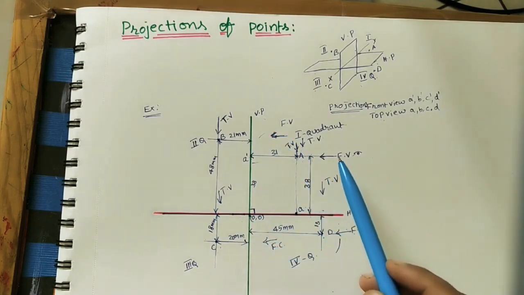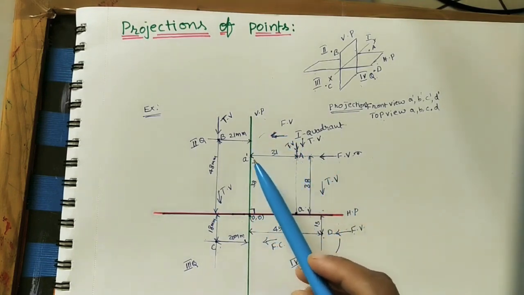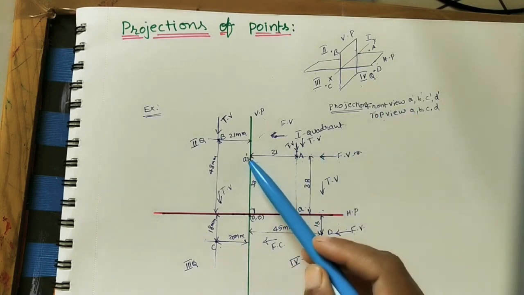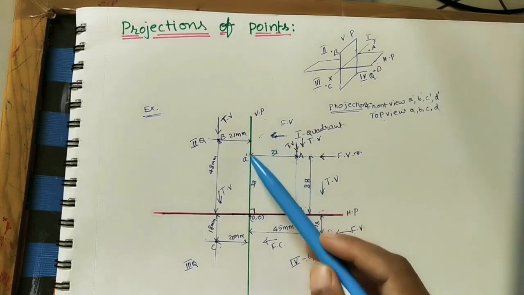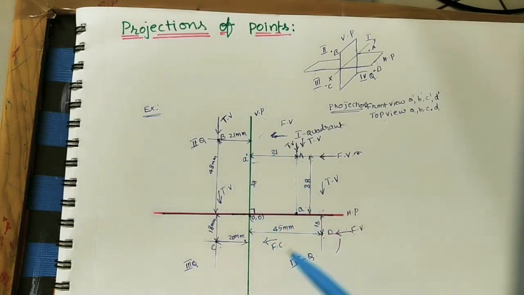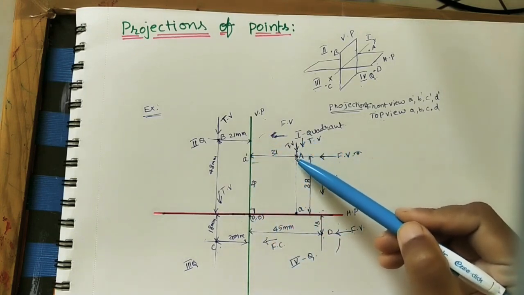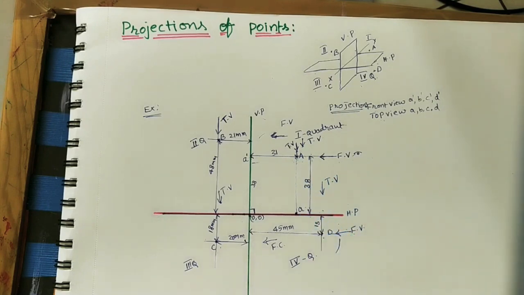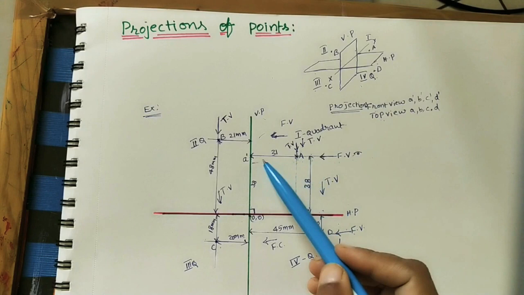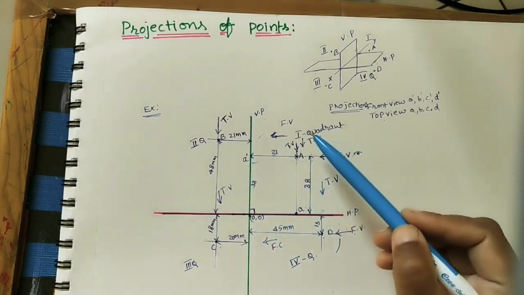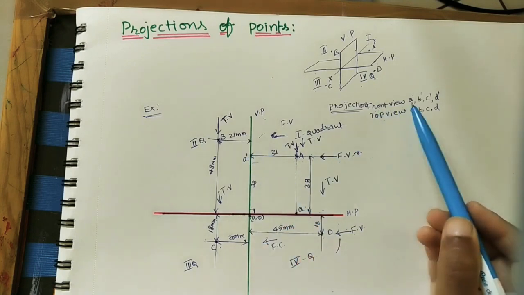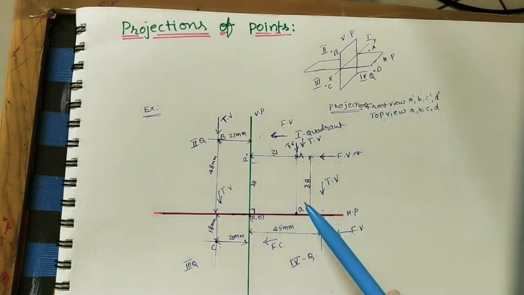If we see this point from our eye, we can see the front view projection, that is a dash, on this vertical plane. And if we see from the top of this point, we can see the top view of the point a. Front view comes on the vertical plane and top view comes on the horizontal plane. As I told, it is a drawing of the front view and top view of the given point.